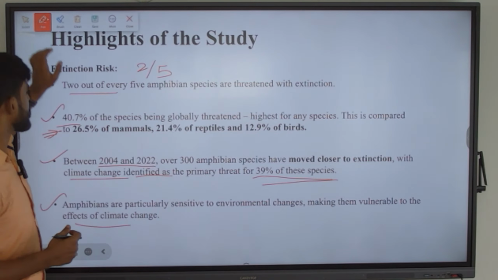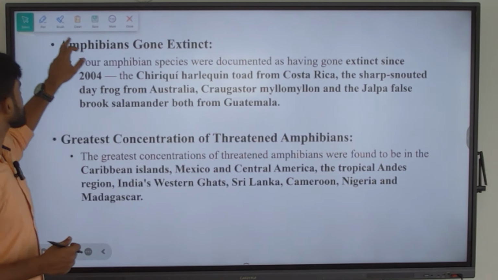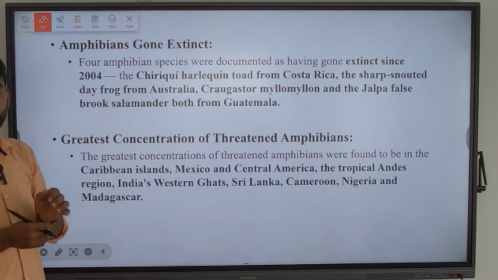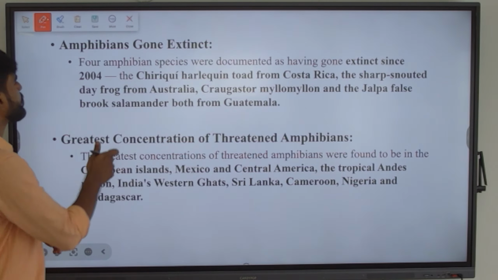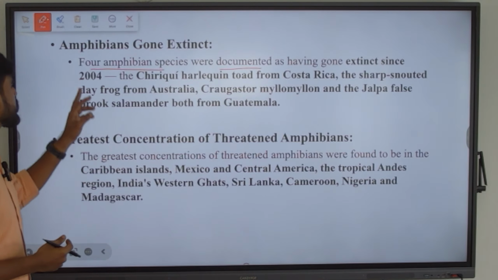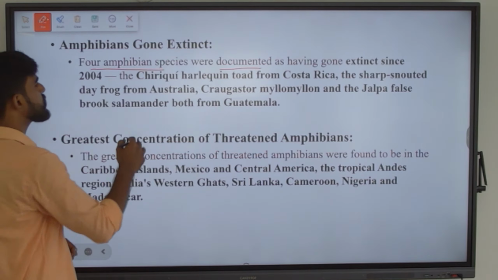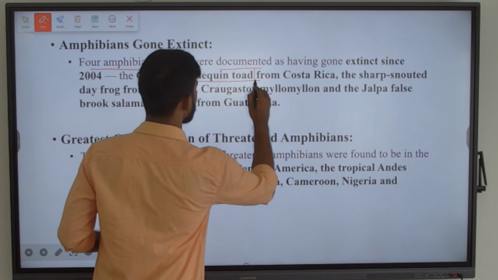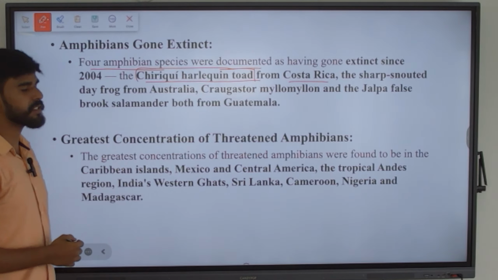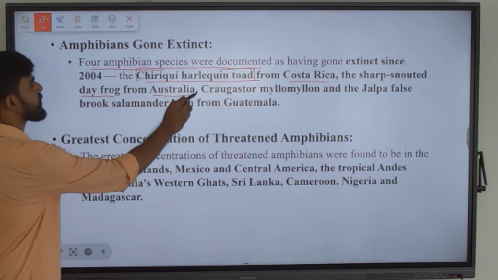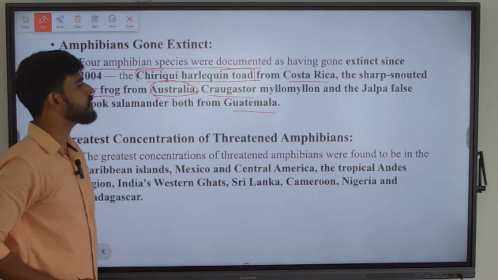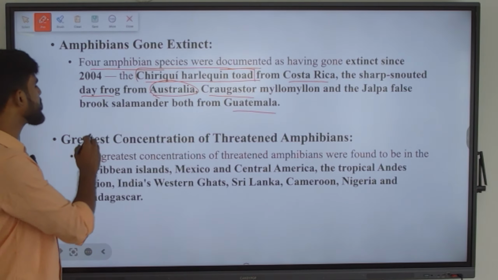Next is, amphibians gone extinct. There are 4 species of amphibians which have gone extinct, okay? So 4 amphibian species were documented as having gone extinct since the year 2004. What are they? It is the Chirky harlequin toad, a toad variety from Costa Rica. Next is the sharp-snouted day frog, which is from Australia, and 2 other species from Guatemala. They are Crowgaster milomilon and the Jalpa false-brook salamander.